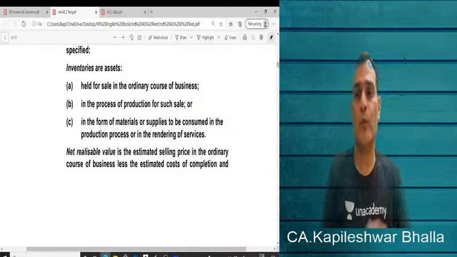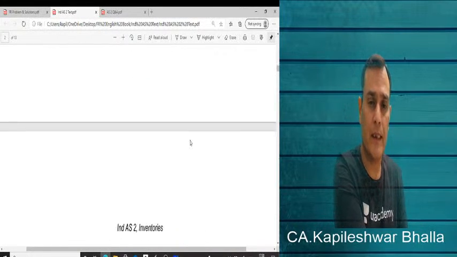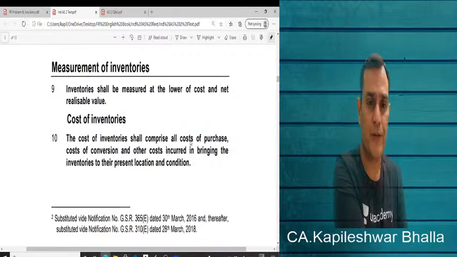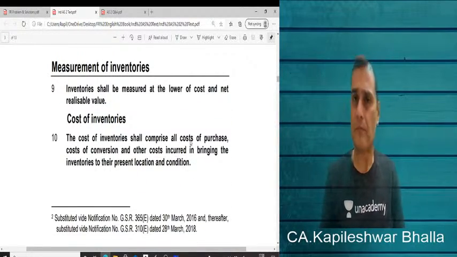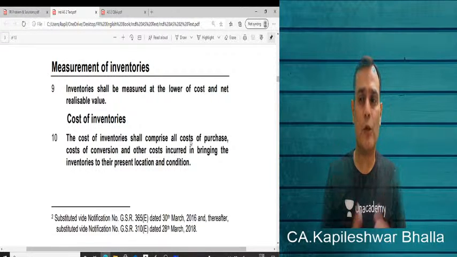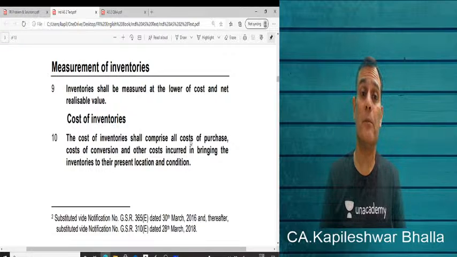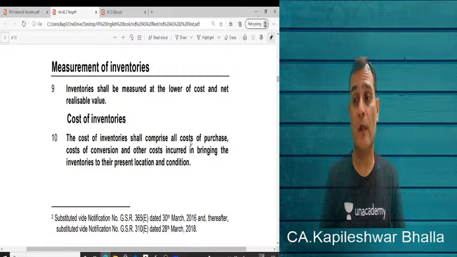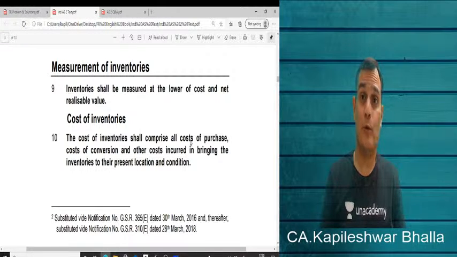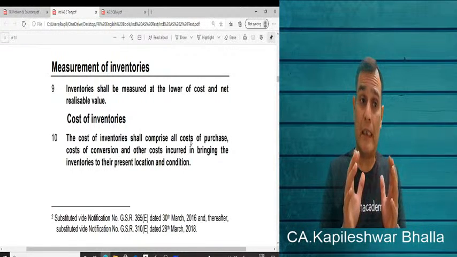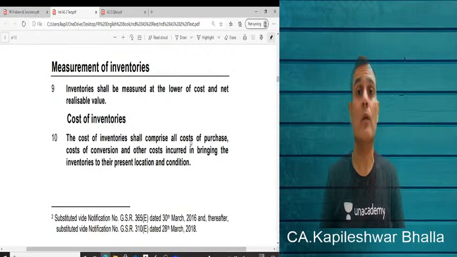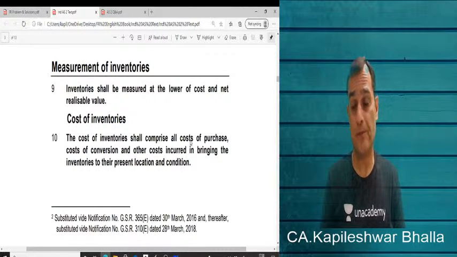Now let me take you further. Once we have looked at inventory, the next focus that comes to mind is the measurement principle. If you remember, the main thrust of Accounting Standard 2 is defining the measurement principles of inventory. I don't know if you've done that at the intermediate level or not, but in terms of Ind AS, you cannot read para number 9 alone. Para number 9 is to be interpreted along with para number 32.